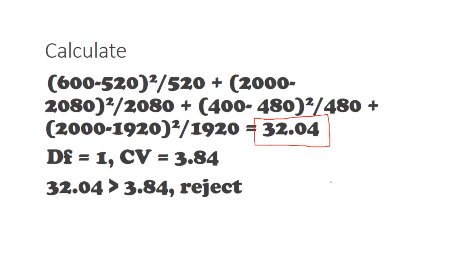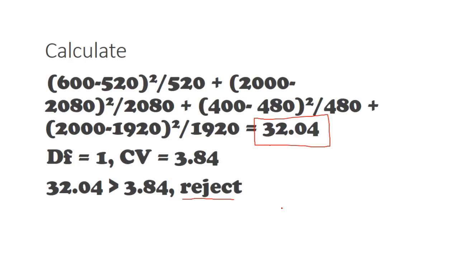32.04 is bigger than 3.84. We reject the hypothesis. Remember that our hypothesis, we'll draw a graph of this here in a second, was that Nevada and California have the same default rate. What did we decide? We reject that hypothesis. So Nevada and California do not have the same default rate.